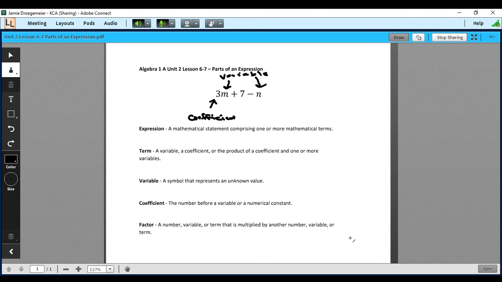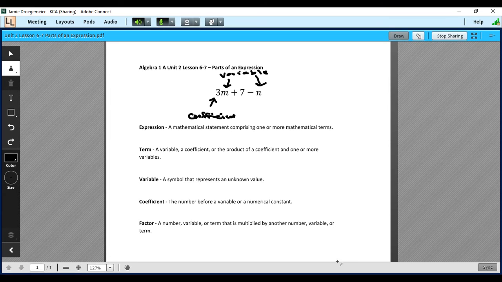And then our last term here is factor. A factor is a number, a variable, or a term that's multiplied by another number, variable, or term. So in this case, 3 and m are factors. They are being multiplied together. Our last one we talked about was terms. This expression has three terms. We have 3m, we have positive 7, we have negative n. Terms are going to be separated by addition or subtraction.